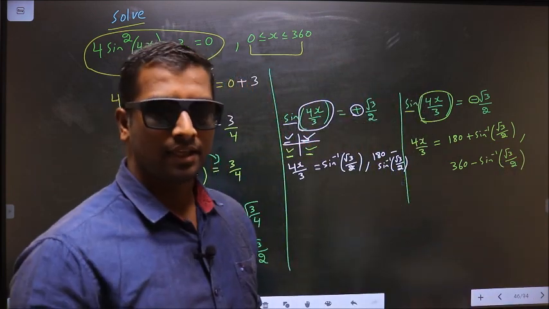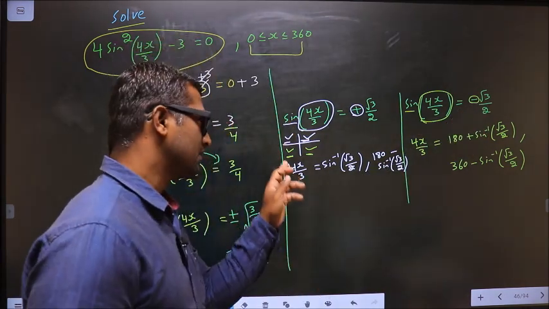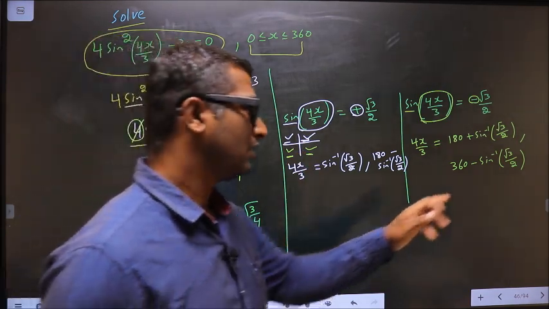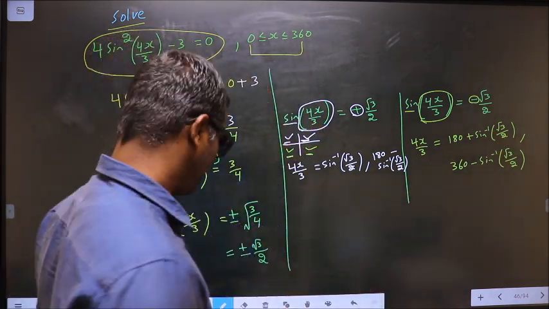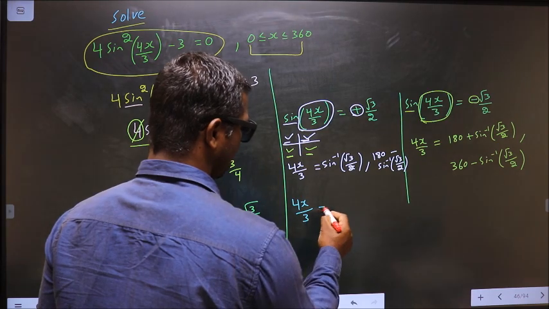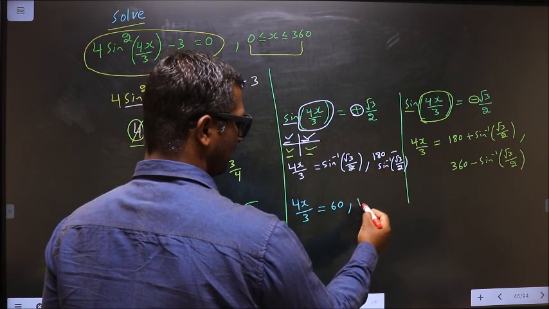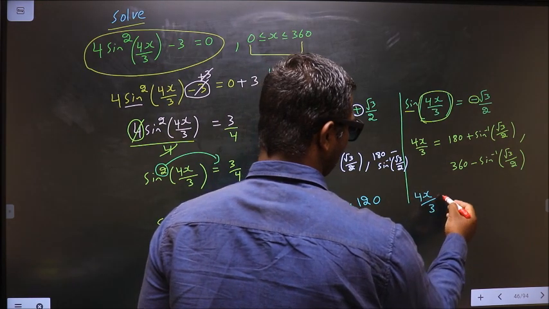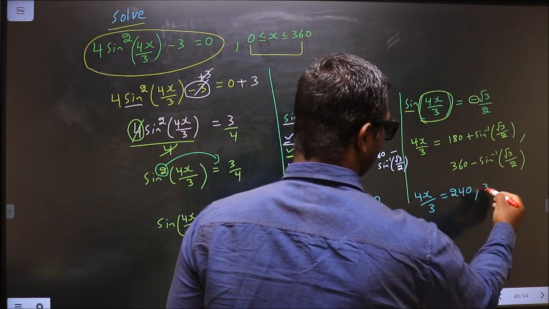Now, remember this, the negative sign is used only for selecting the quadrants. Once quadrants have been selected, do not place negative sign again here. Remember that. Now, 4x/3 equals, put this in the calculator, you get 60. Calculate this, you get 120. Here 4x/3 equals, calculate this, you get 240. Calculate this, you get 300.